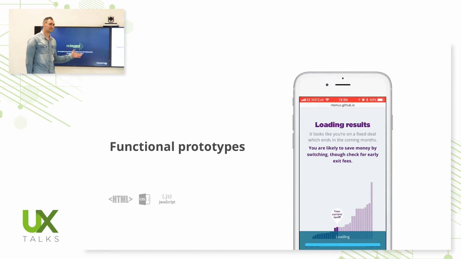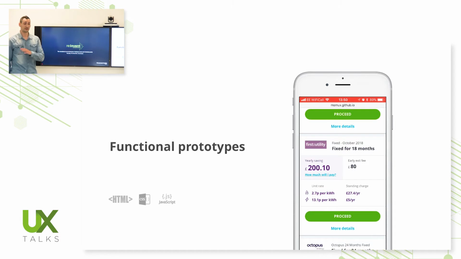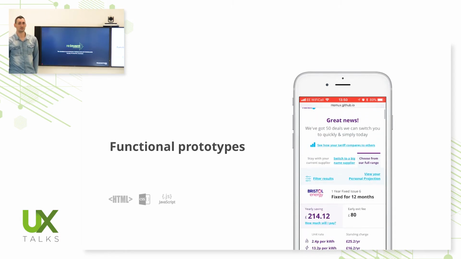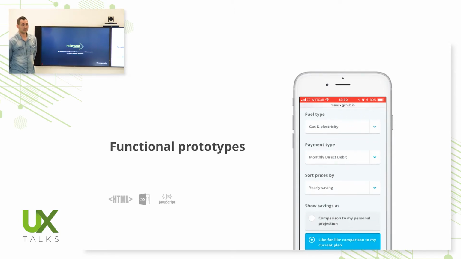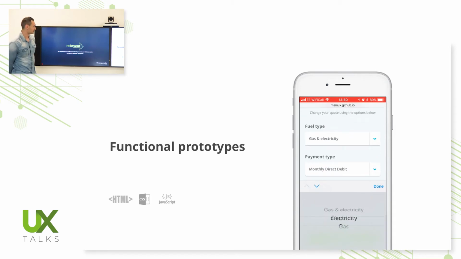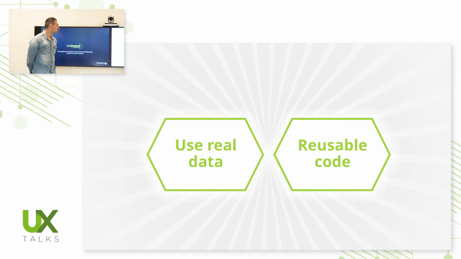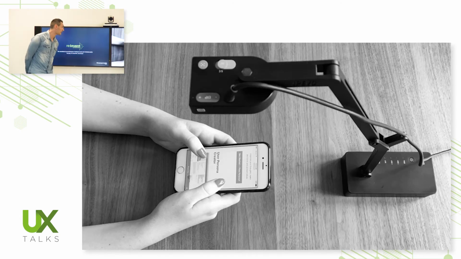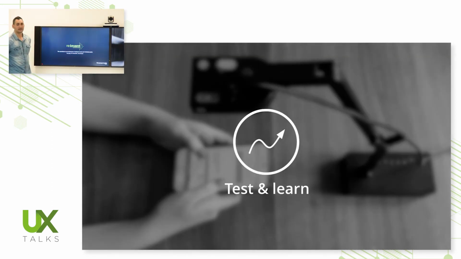A benefit of this prototype is also that these guys create things that they can reuse later. So when they create, for example, a form or a radio button, they can reuse it in other prototypes later, so they don't need to code it again. So this is what we have here as a superpower: using real data by connecting to third-party systems and generating reusable code. And in the end, in the test and learn phase, we bring this out to test with users.